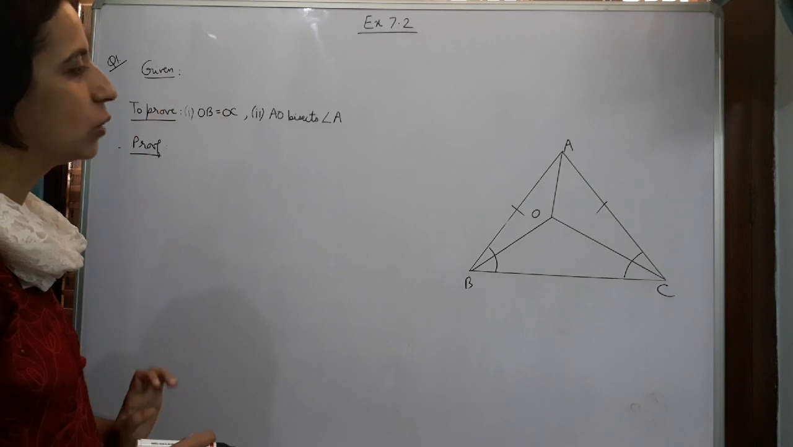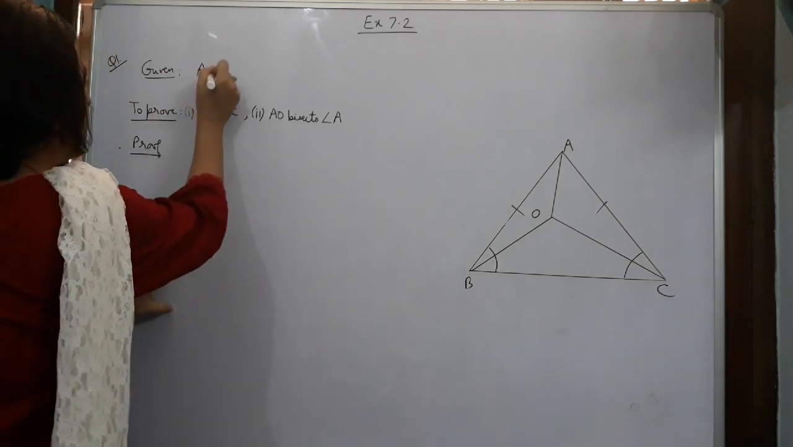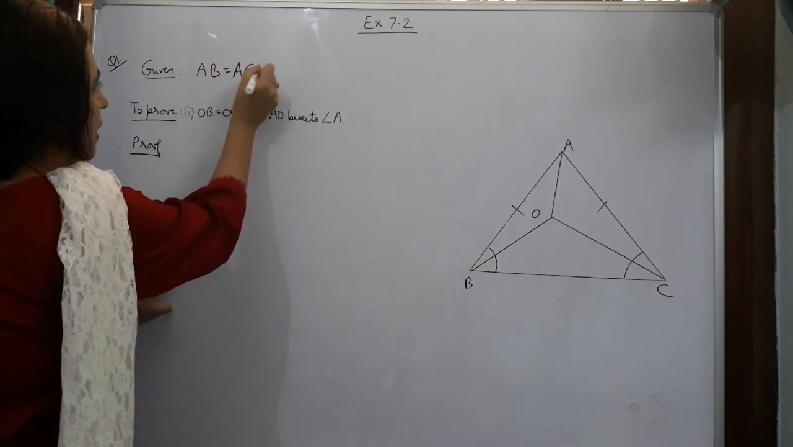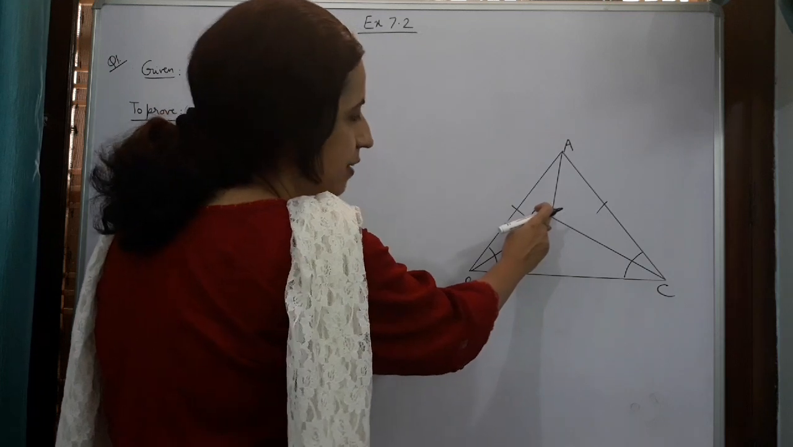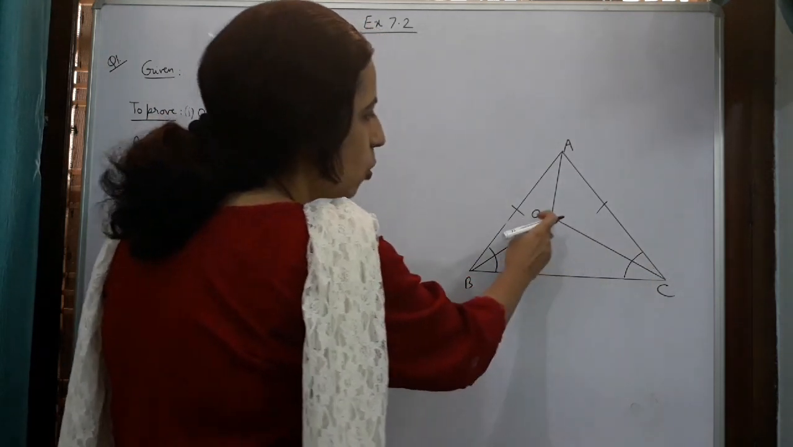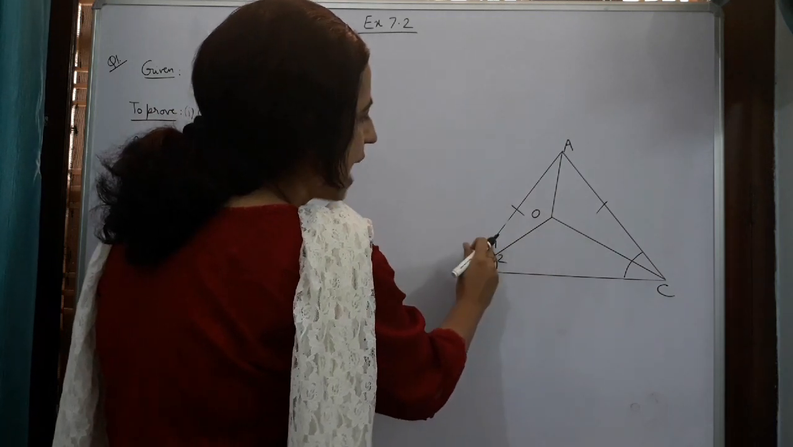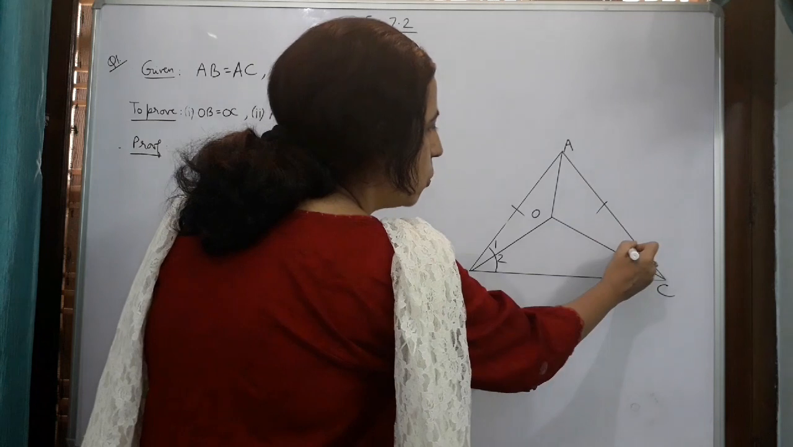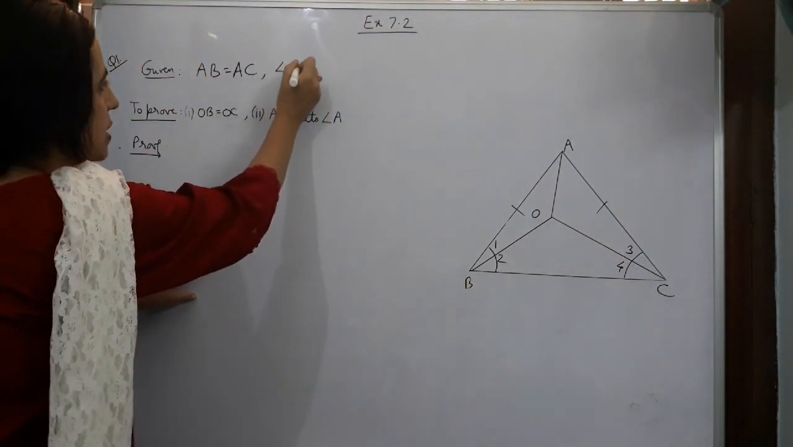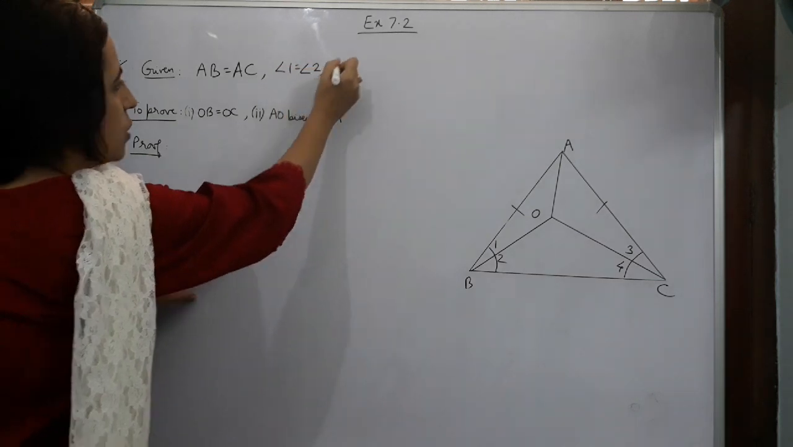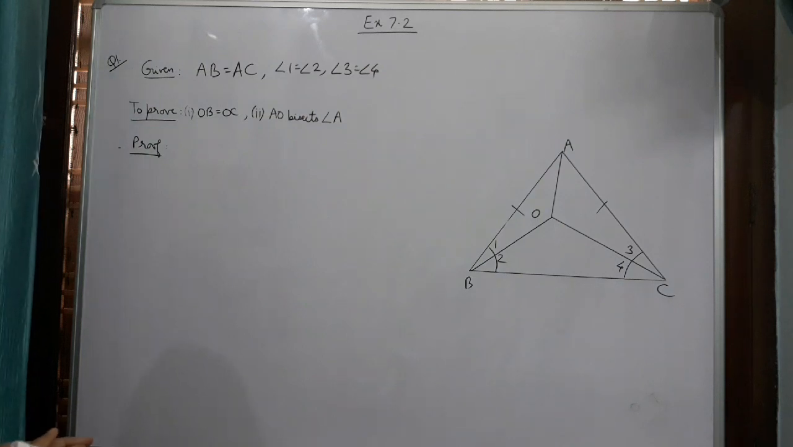So let us write down given over here. It is given to us that AB is equal to AC. This is given to us. It is given that BO is the bisector of angle B and CO is the bisector of angle C, or we can say that angle 1 is equal to angle 2 and angle 3 is equal to angle 4. This is given to us.